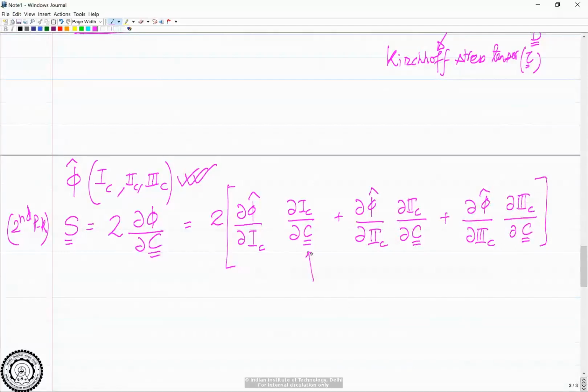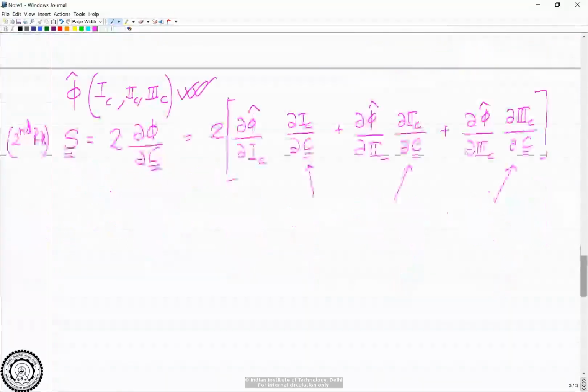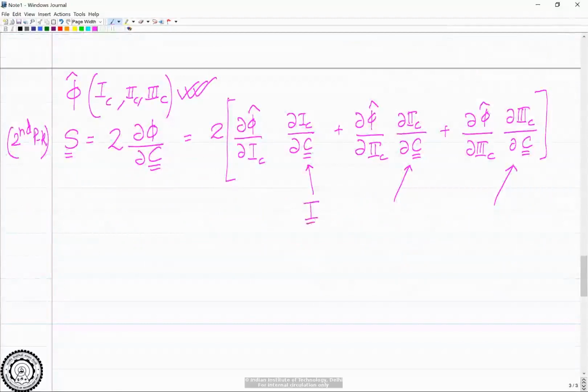Now these quantities are something that you can derive because you know the expression of I_C, II_C, III_C, and I guess you have also worked it out. Now, what is del I_C by del C? Can someone tell me? So I_C is the trace of C. So what is the derivative of the trace of a matrix with respect to itself? This we have worked out already, so this turns out to be identity.